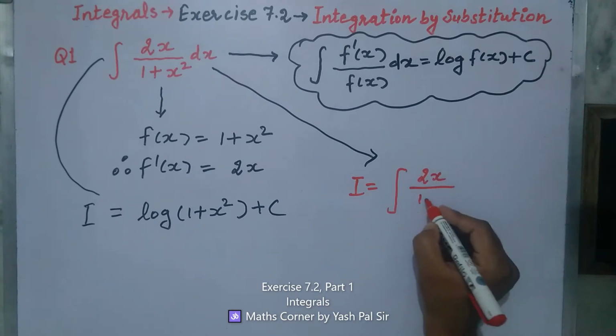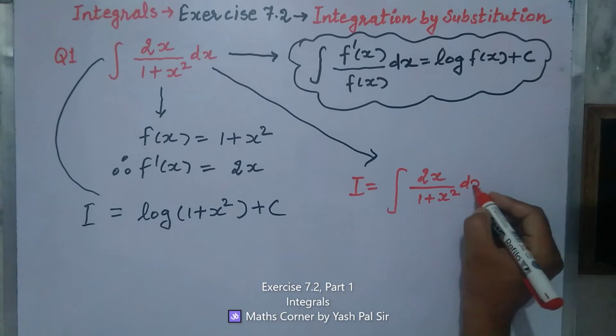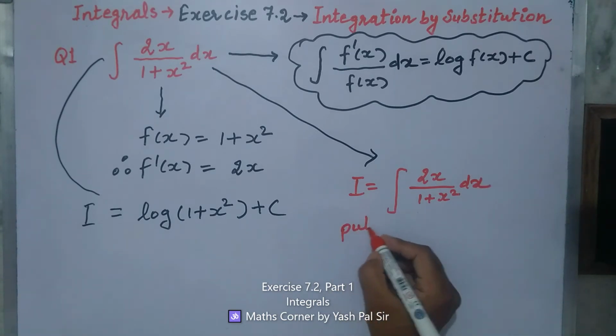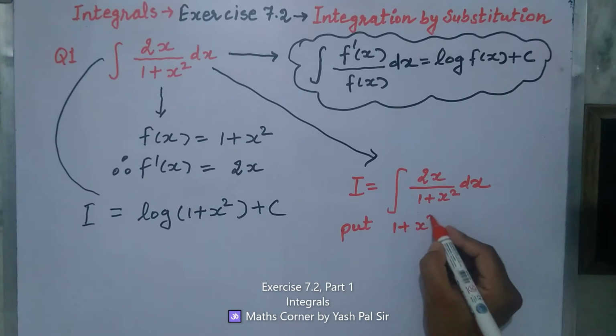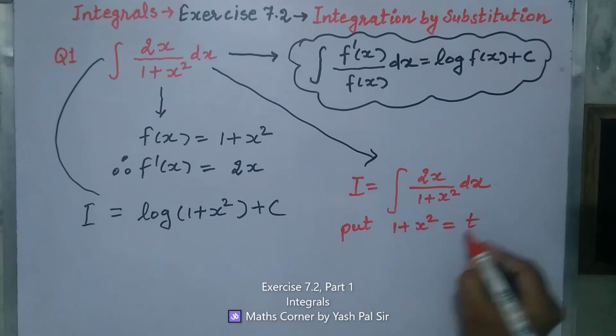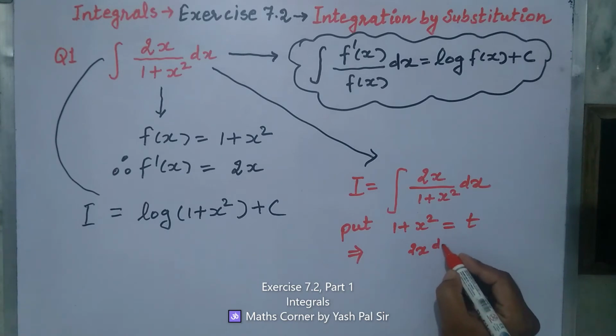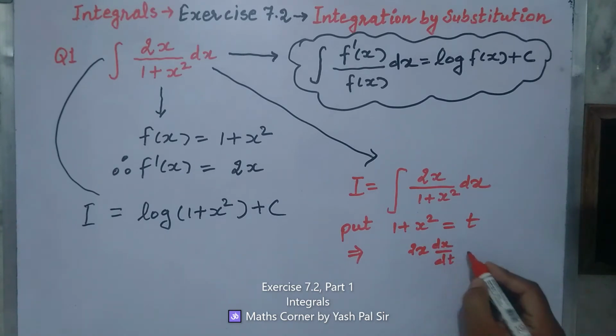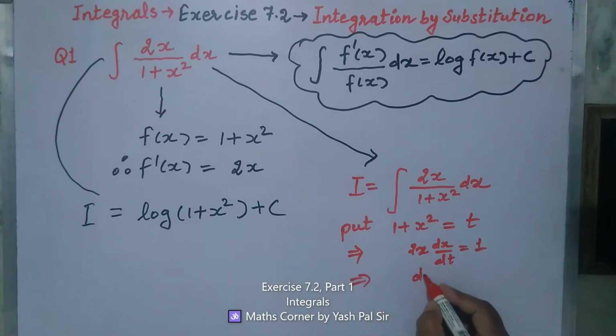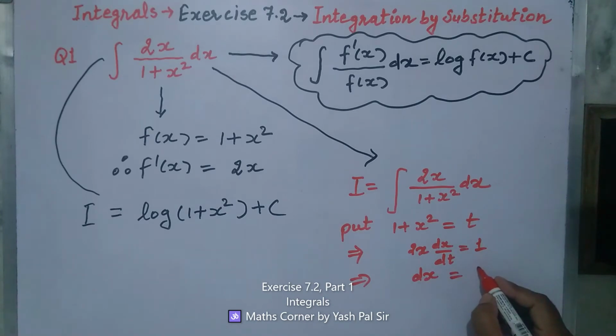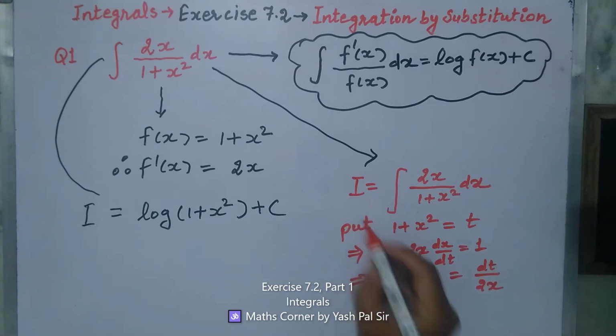So another method of how to solve this question. We have I is equal to integral of 2x upon 1 plus x square dx. So put the denominator 1 plus x square equal to t. Differentiating with respect to x, this is 2x into dx upon dt is equal to 1. That means dx is equal to dt upon 2x.